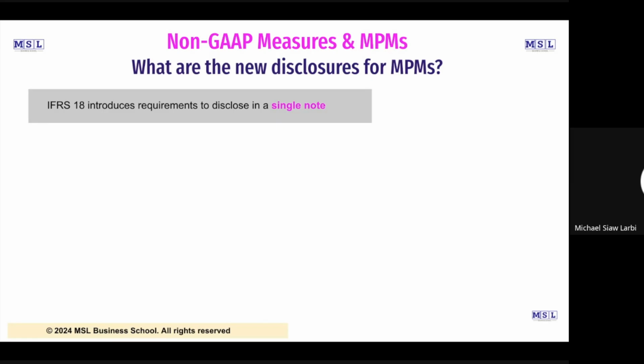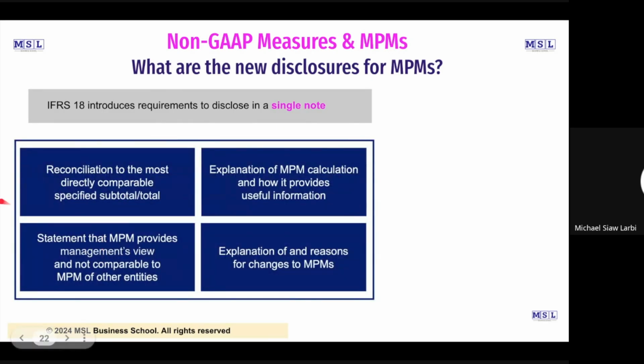So under this, what are the new disclosures? You must disclose in a single note the following on MPMs. You have to reconcile the MPM to the most directly comparable subtotal. We know it is your own defined measure, right? But try and reconcile to the nearest IFRS equivalent. Show us what you did to the IFRS number to get the new one. I'll show you a real note, how it should look.